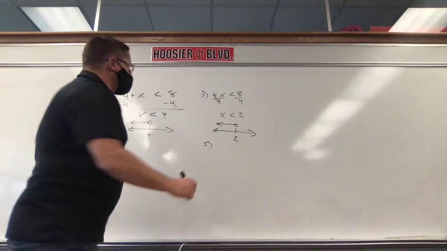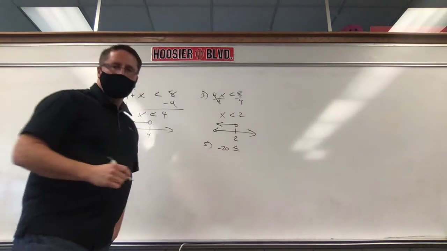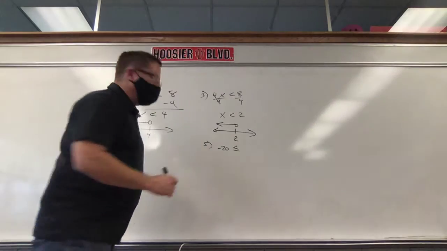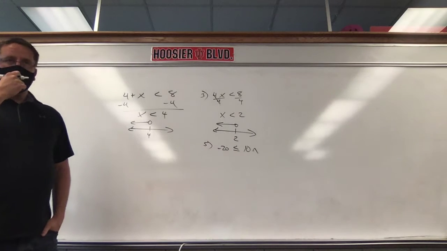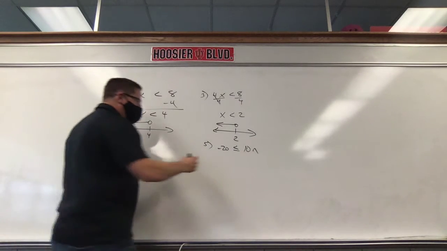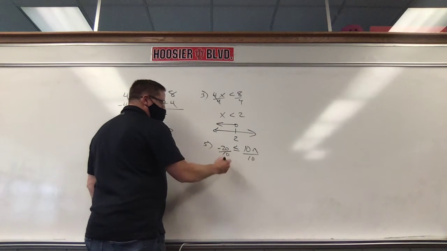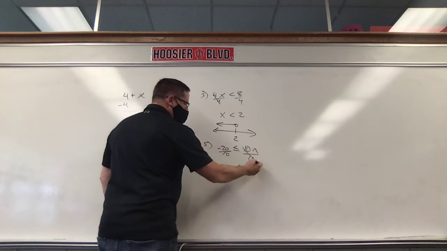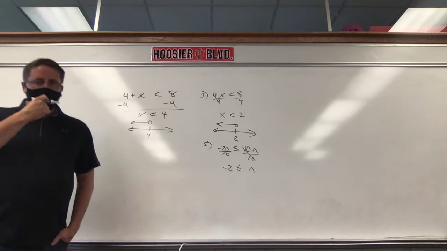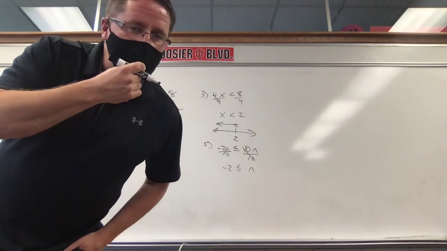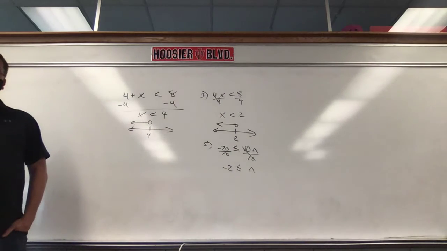Negative 20 is less than or equal to 10n. Okay, so in this case, you want to get n by itself. You've got to get rid of the 10 by dividing by 10. Right, divide by 10. Negative 20 divided by 10 is negative 2. These cancel. Now, there's nothing wrong with that answer, but the computer doesn't even have n. It just says you can type it in. We like to have the variable first.